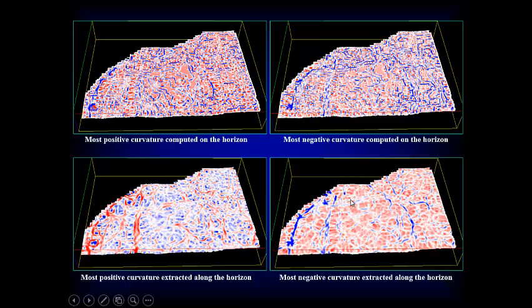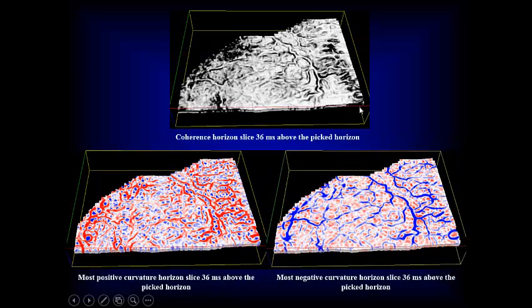The volume computation is more robust, and that's why you see some different features on this as compared with what you see on the surface computation. And if you go a few milliseconds above or below, you will see something different. So this is the most positive curvature horizon slice 36 milliseconds above the picked horizon. It shows here, and similarly the negative curvature, and the channel system is seen nicely on the equivalent coherence slice.